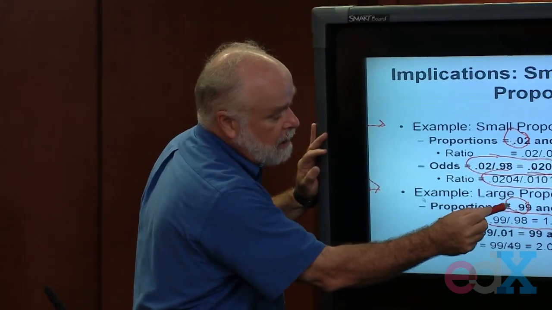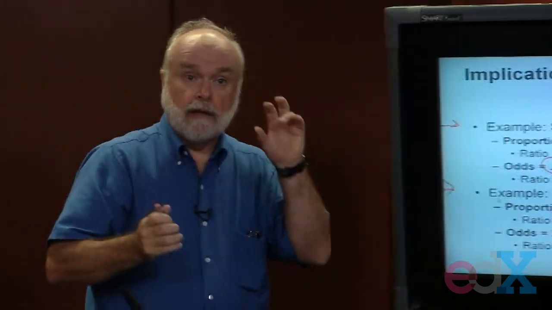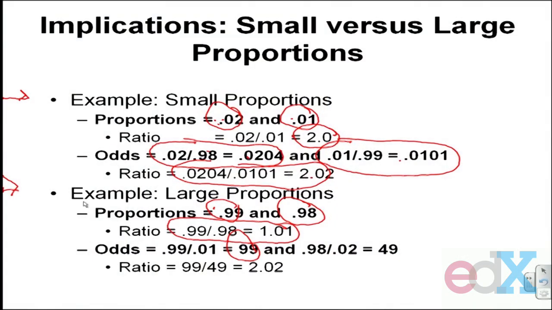But now let's suppose I come along with the same data, but choose to report the outcomes using odds. I take your proportion of 0.99 and turn it into an odds by taking 0.99 and dividing by 0.01. I get an odds of 99. I take your proportion of 0.98 and turn it into an odds by dividing 0.98 by 0.02. I get an odds of 49.